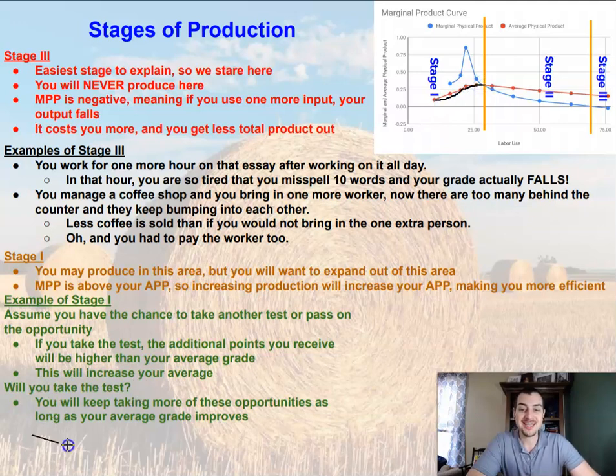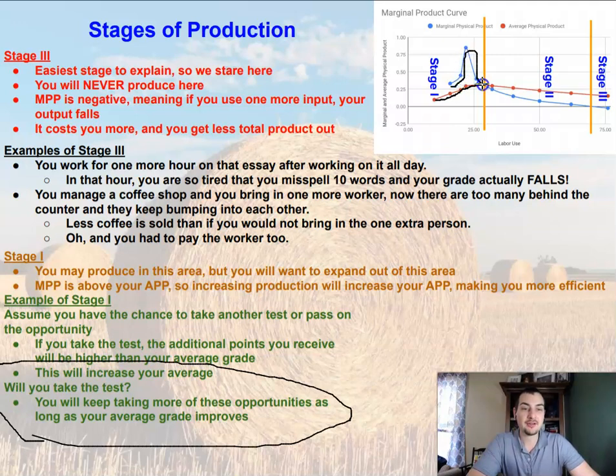Why not take that extra test? Why not take that extra test and improve your average grade? Because the marginal grade, that additional grade by taking that additional test, is higher than your average, so that extra output is higher than your average, it's going to bring up your average as a whole. So why not do that? You actually want to do that to capitalize on a higher efficiency.